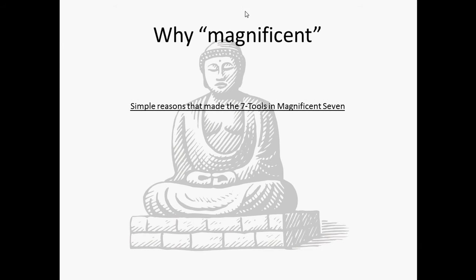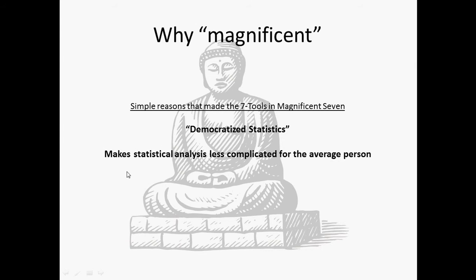The simple reasons that make these tools the magnificent 7. Number 1, it democratizes statistics. Democratize means it takes statistics to the general people, the aam admi, persons who are not very up in the knowledge scale, to everybody, people like me. The next one, it makes statistical analysis less complicated for the average person. Next one is basically use of visual aids that makes statistical and quality control more comprehensible, more understandable.